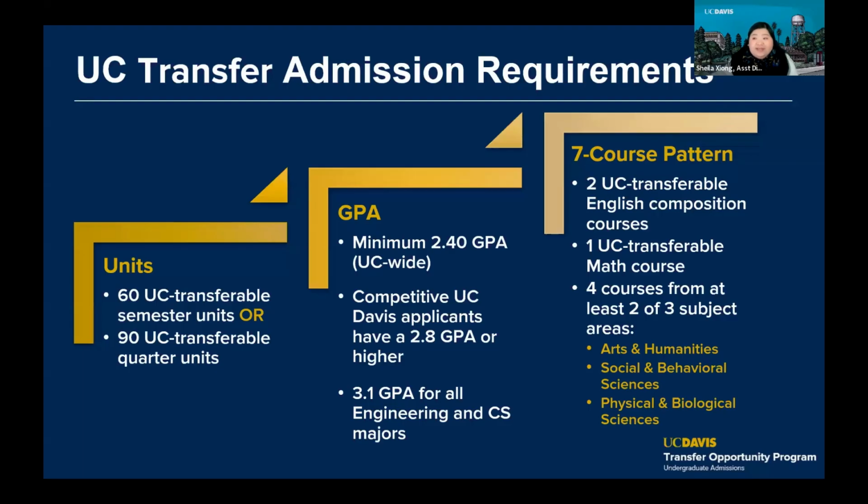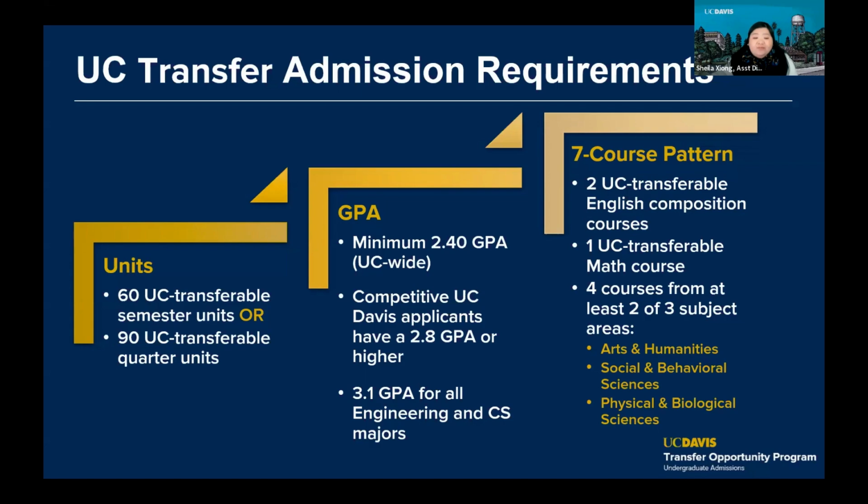There's the units, the GPA, and the 7-course pattern. So for units, in order to transfer as a junior level applicant for the UC system, you do need at least a minimum of 60 semester or 90 quarter units of UC transferable credit. It's really important to note that for the units, we are counting courses that are UC transferable. Therefore, if you take a course that does not transfer to UC, those units won't count. So you want to make sure that when you're counting your units, you're looking at which courses transfer to UC, because those are the credits that are going to count towards your minimum unit.